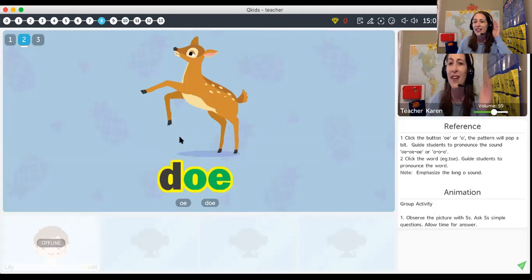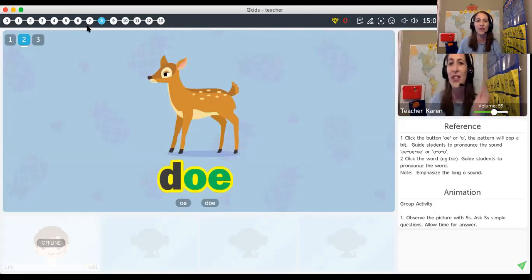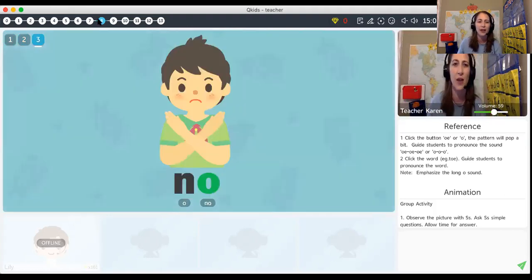What is this? It's a doe. And then same thing for everyone. We did the hand expression.